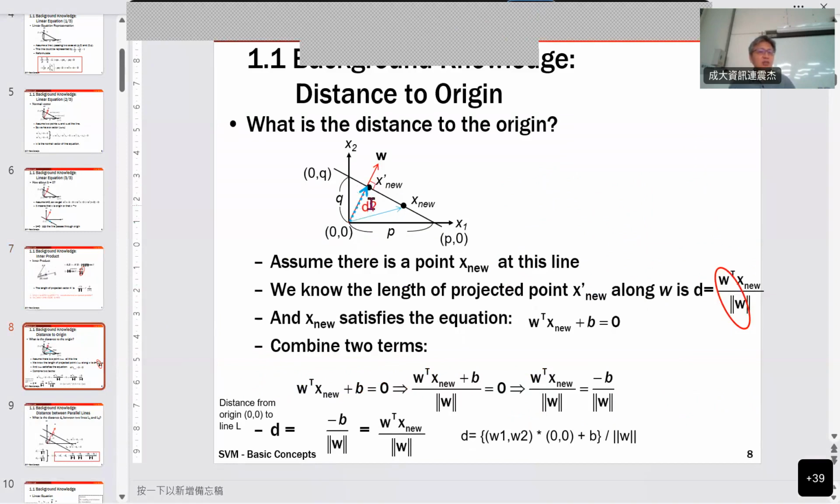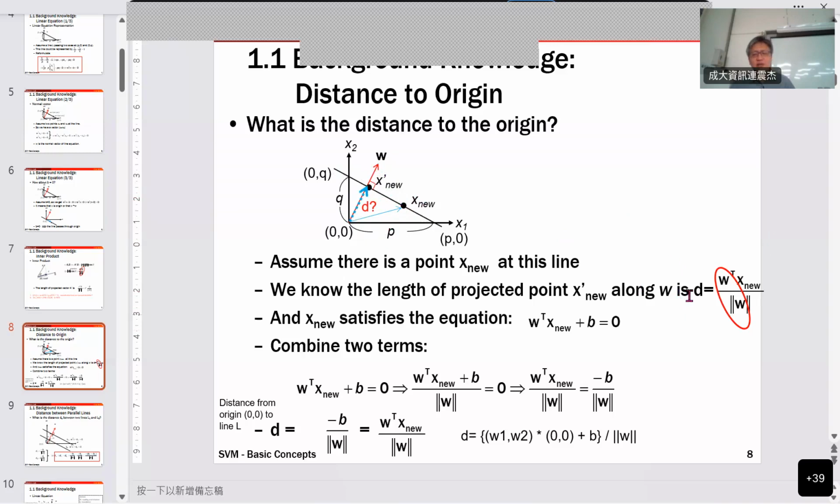So, what's the distance from the zero origin to the line? The distance D. How can you compute D? It's the distance from a point to a line. So what is D? D is this: you have a point x on the line. D means any point x along the line projected on the W direction.